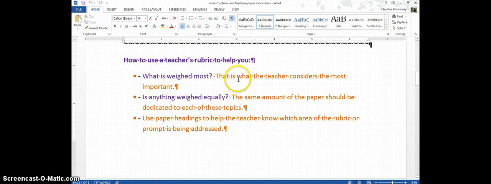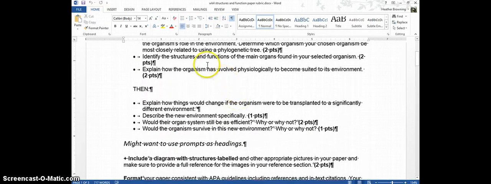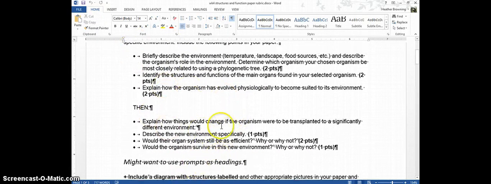What's weighed most? That's where I care the most. So if you notice, this part's 6 points, this part's 5 points, and one of these is a gimme point, so you're probably going to spend most of your time on this part. This is all still going to be different paragraphs. The "then"s there to remind you that you're focusing here, then you're going to switch your focus a little bit, right?